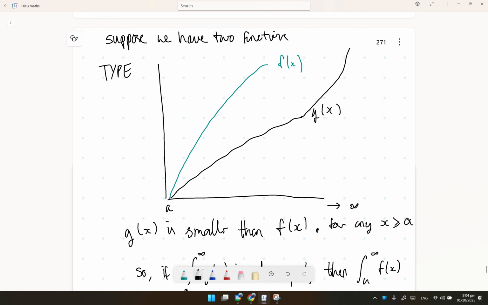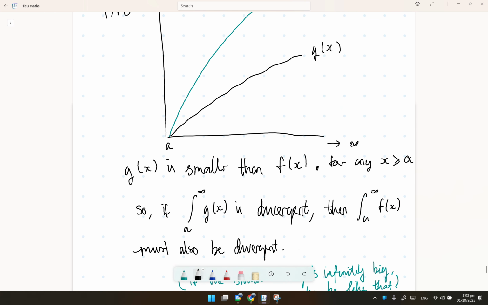If g(x) is divergent, it goes to infinity. f(x), by virtue of it being larger than g(x), has to also go to infinity. So that's the kind of idea. And this only works if, throughout the range we're working on, it is constant which one is larger than which. If that holds, then we can use that kind of reasoning.